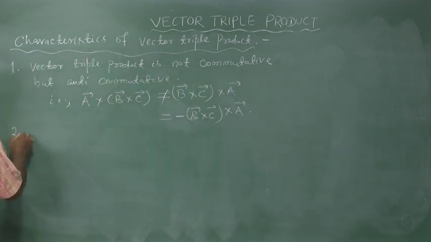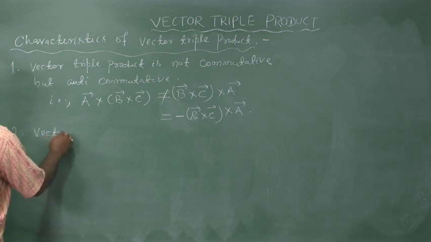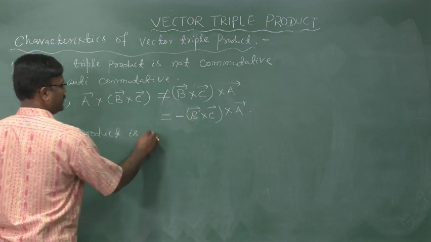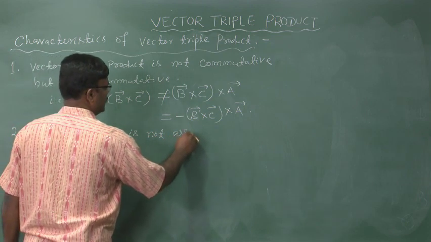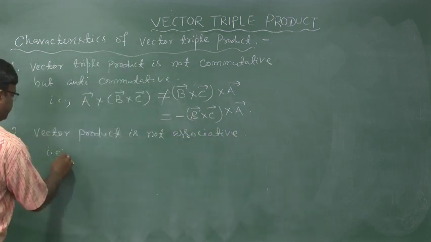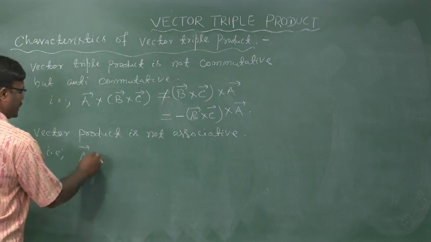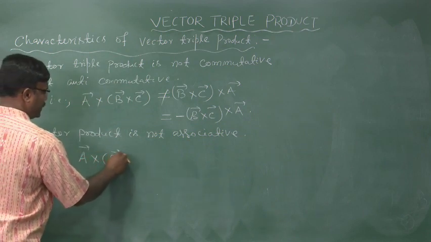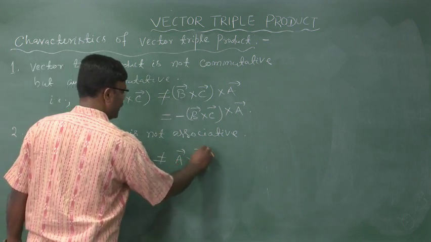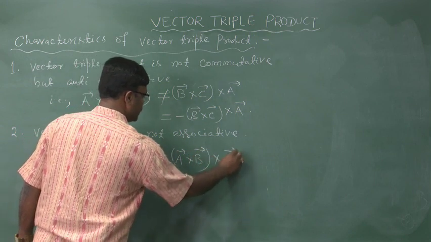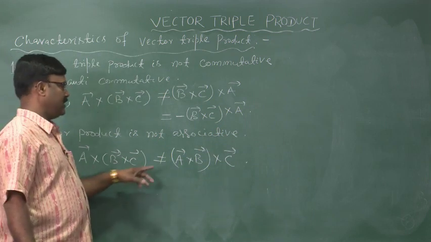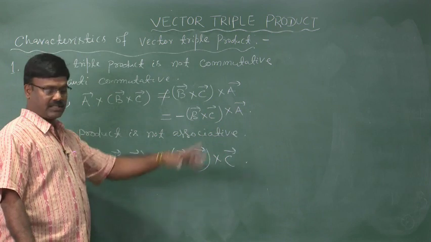Number 2, vector product is not associative, that is A vector cross B cross C is not equal to A cross B cross C. Vector product is not associative, that is A vector cross B cross C is not equal to A cross B cross C.